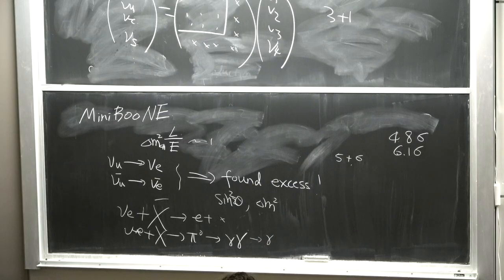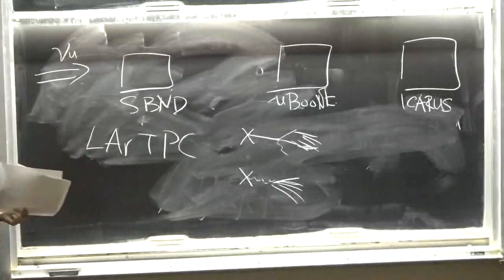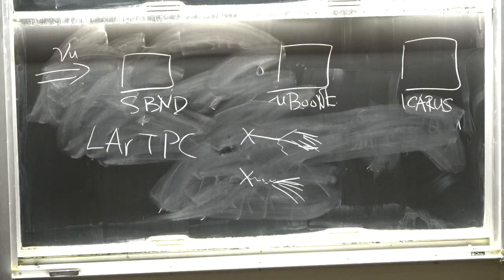And so that pretty much wraps up the discussion I plan to have on the short baseline anomaly. Any other questions on the status of this 1 eV?